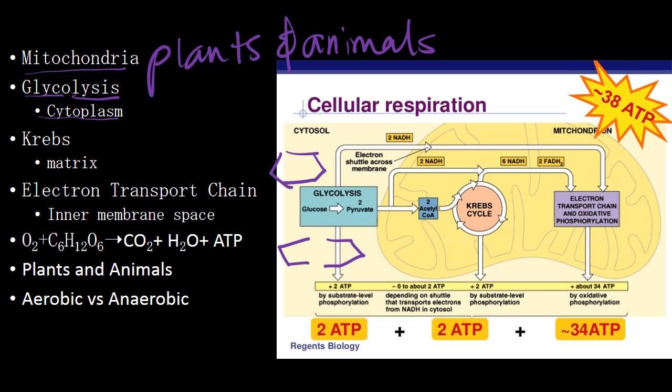Step 2 is called the Krebs cycle. Krebs cycle happens in the middle of the mitochondria. What I'm doing is taking that broken down glucose and I'm going to break it down even more. When I break it down even more, I'm breathing out CO2. Where did that CO2 come from? From fully breaking down glucose.